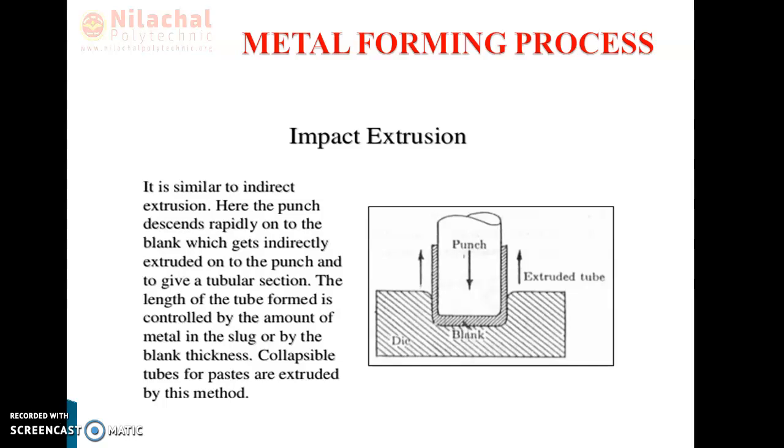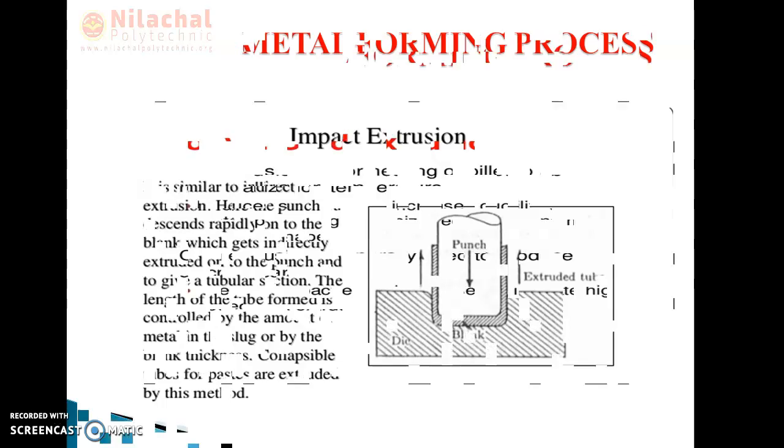It is similar to indirect extrusion actually. Here the punch is rapidly forced on the die blank, which gets indirectly extruded on the punch to give a tubular section. The length of the tube formed is controlled by the amount of metal in the slug or by the blank thickness. Again, the application: collapsible tubes for pastes are prepared by this method.